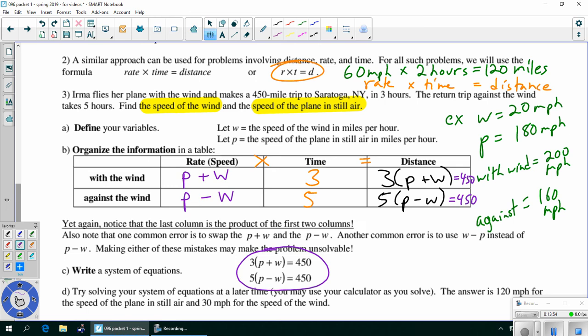All right, so that's it. You solve those two equations. I guess first step would be to distribute, and then you could either use substitution or elimination.